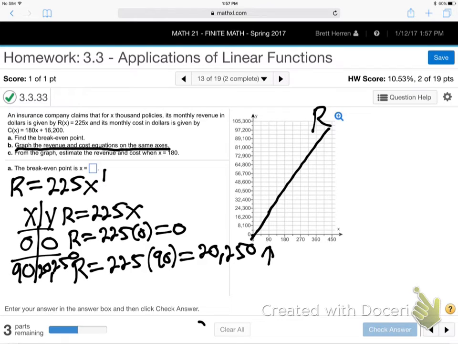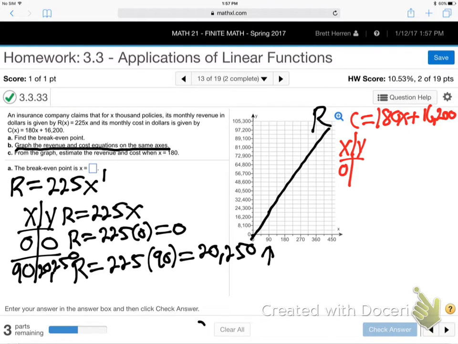Same thing. The cost function is 180x plus 16,200. Is it all on the screen? Yeah, okay. So same kind of thing. I'm going to make an x and a y, but the y is really cost. And again, start with just 0 because that's easy.